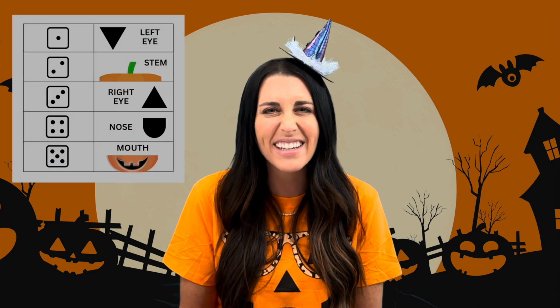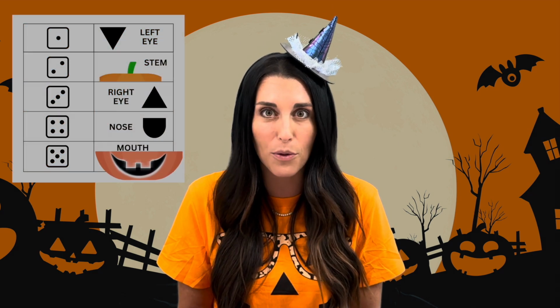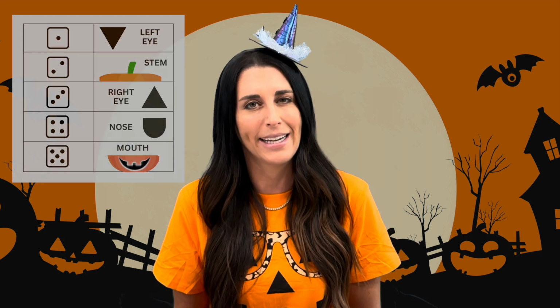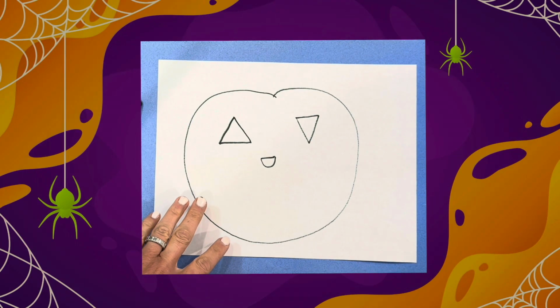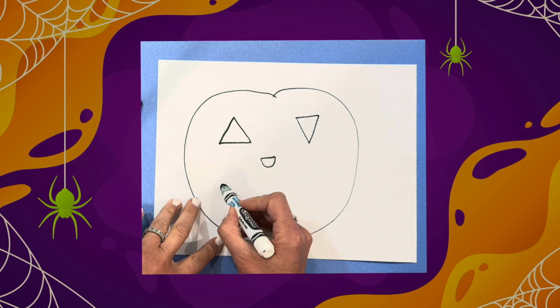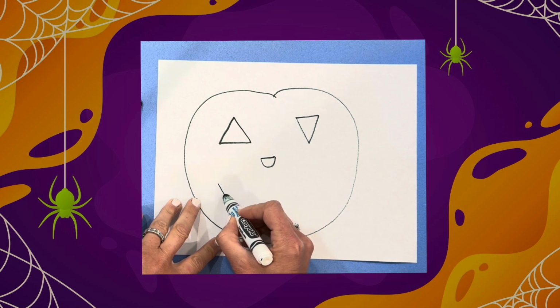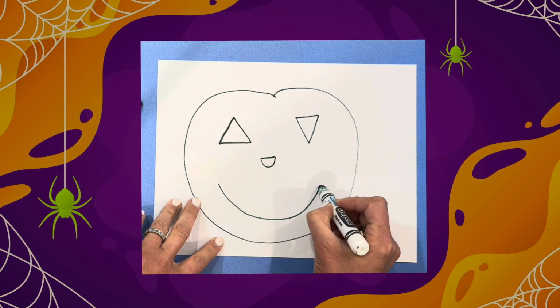Ooh, what did we get this time? It looks like his mouth. Ooh, this looks a little hard to draw, but I think we can handle it. So everybody get your markers. We're gonna draw a big smile all the way at the bottom.